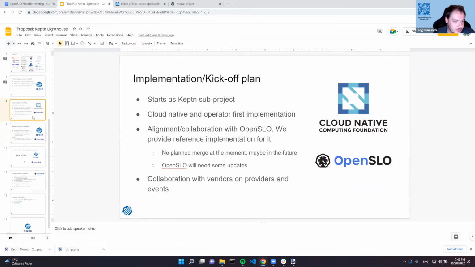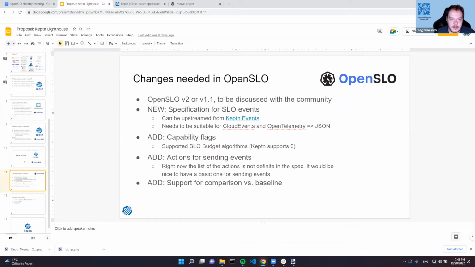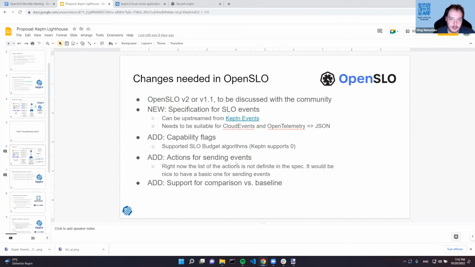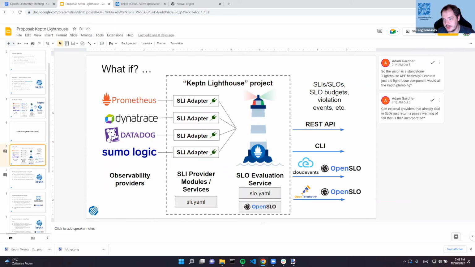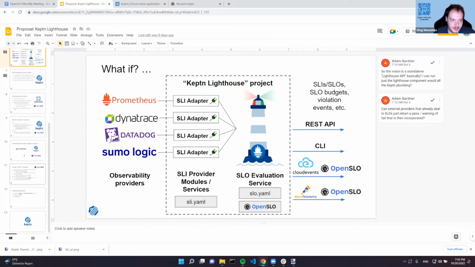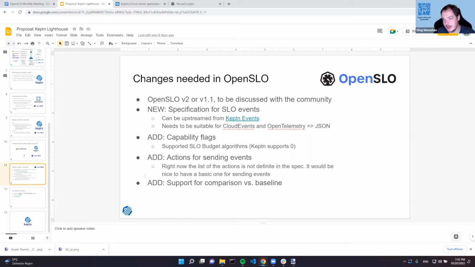There are a few items on the list that we would actually need in OpenSLO to make it happen. First of all, one of the issues in Captain is that we don't support SLO budgets at the moment. OpenSLO has these parts of the specification, but the approach in Captain was always that we rely on an external observability provider to bring this data. So to formally adopt the specification, we would need an additional algorithm introduced, which says that we don't evaluate SLO budgets.